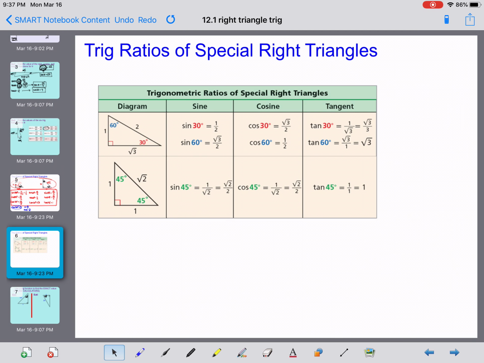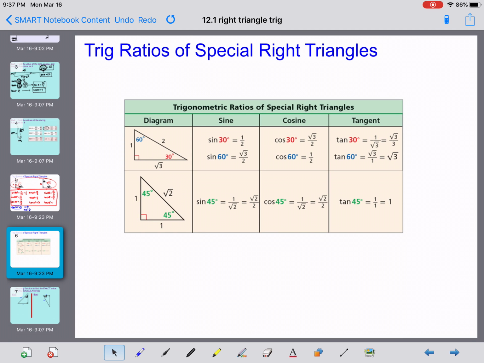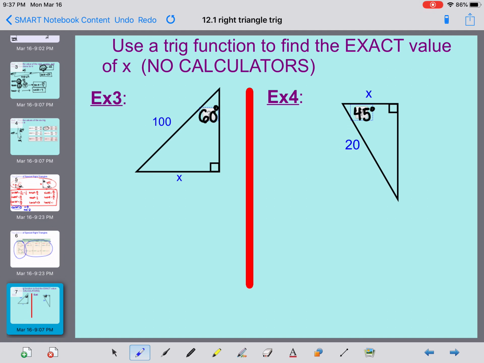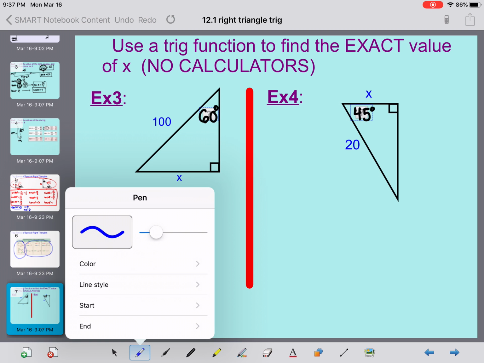In your book somewhere, it's not this exact chart because this is from an old textbook, but there is a chart that looks like this in section 12.1. It has these 9 values that I was talking about that you have to have memorized. Okay. In the diagram here, they don't have the x's. They just put 1s in place of the x's. So what we're going to use those values for is to do problems like this. So it says use a trig function to find the exact value of x and no calculators are allowed, right? So you're going to look at the diagram. Let's do one together.